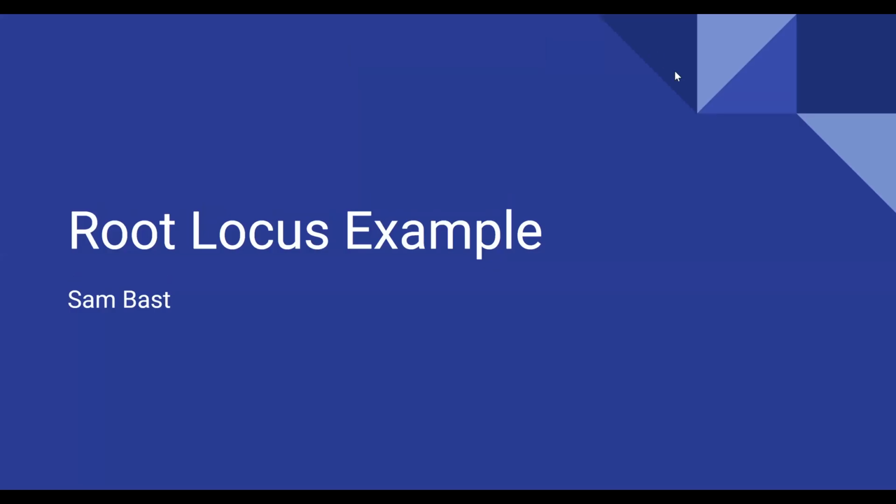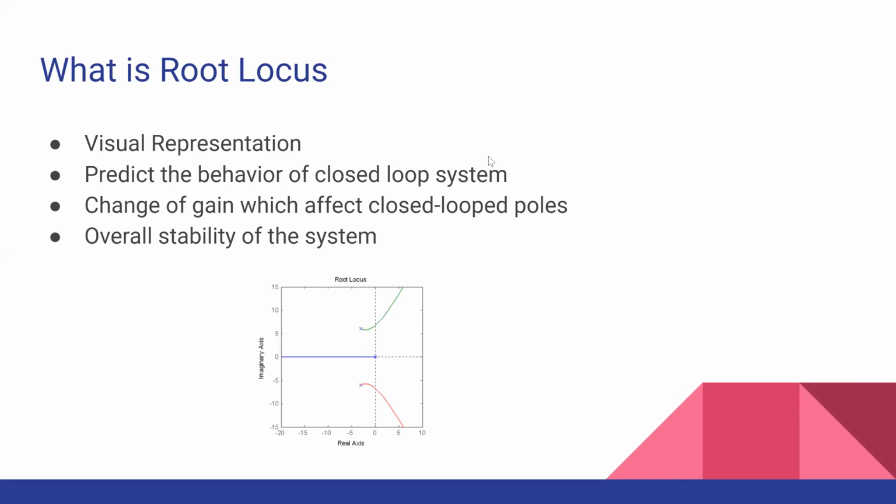Well, today we're going to talk about root locus and go over a couple examples. So what exactly is a root locus? Well, it is a visual representation of how a closed loop system reacts and changes based upon the type of gain that affects the closed loop poles. And overall, we're just trying to see how the stability of a system works.